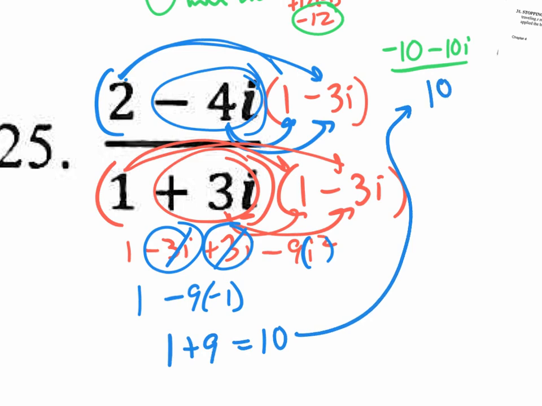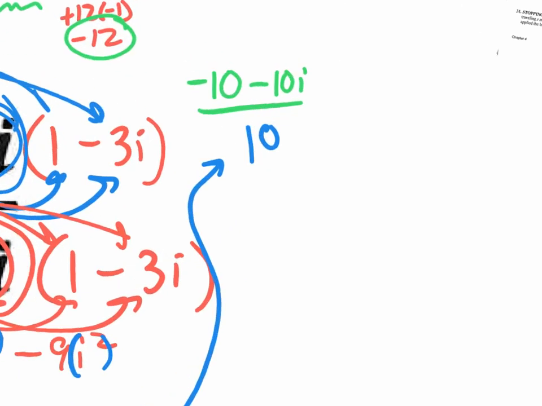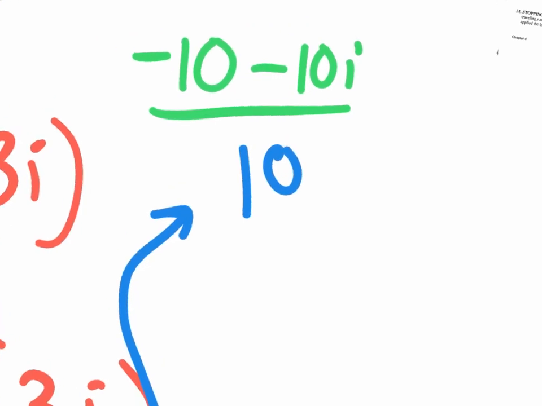So because this is all divisible by 10, it's best that we get this answer, split it into two parts, the real part first. So you're going to have negative 10 divided by 10. And then you're also going to have negative 10 with an i next to it divided by 10. So your final answer is negative 1 minus i.